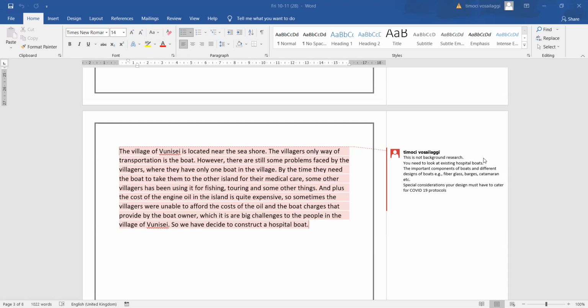Okay. So just talking about the place that you're looking at and sort of restating the problem is not a background research.